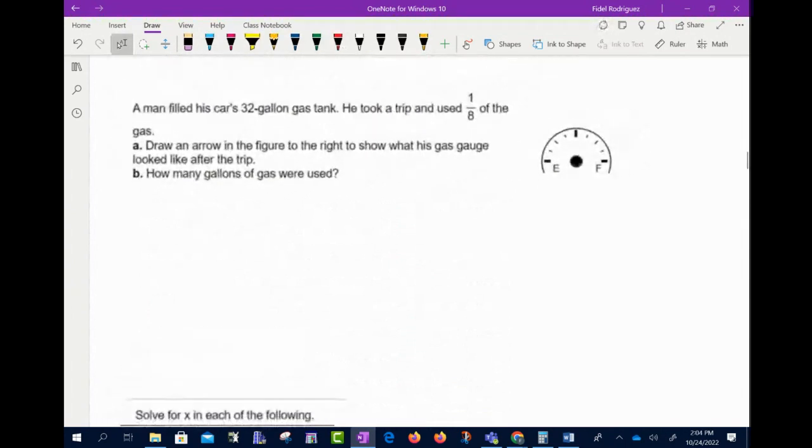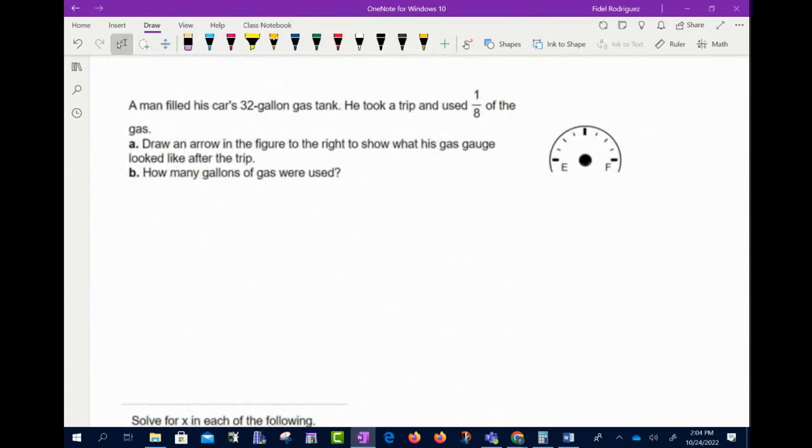All right, let's come back over here. Let's look at this next problem, and it says, a man filled his 32-gallon gas tank, and he took a trip and used 1/8 of the gas. Draw an arrow in the figure to the right to show what his gas gauge looked like after the trip. When we look at our gas gauge here, we're looking at the spaces in between the lines. So 1, 2, 3, 4, 5, 6, 7, 8. If he used 1/8, then the line is going to be right there.